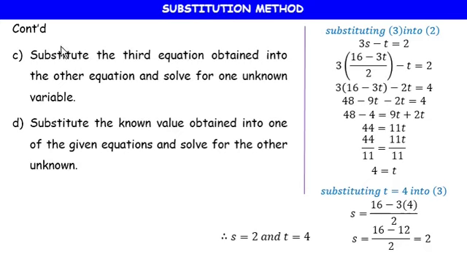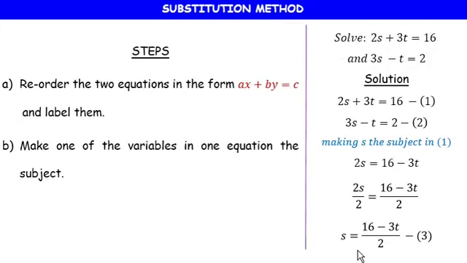So afterwards, we are going to substitute the third equation obtained into the other equation and solve for one unknown variable. So we are substituting equation 3 into equation 2, right? So this is our equation 2, 3s minus t is equal to 2. And our s was what? Let's look at our s. Our s gave us 16 minus 3t all over 2.